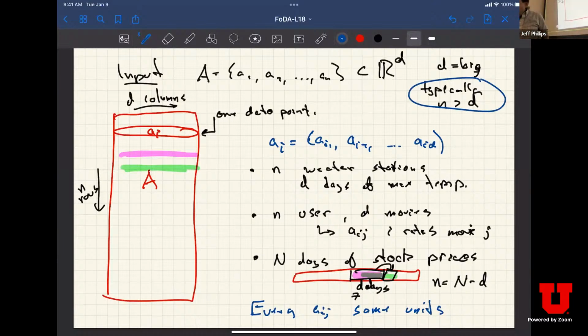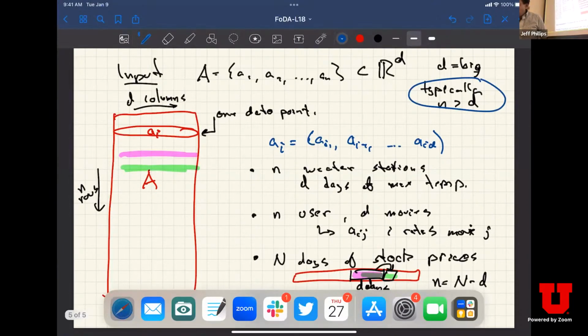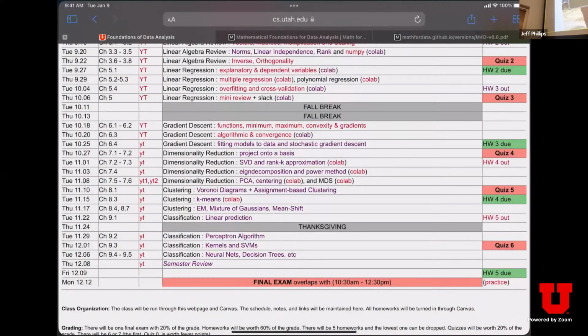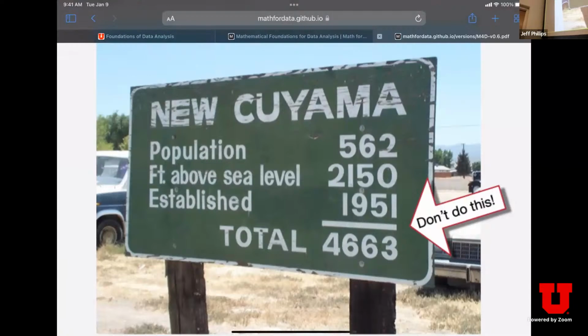Here I want to show a picture from inside my book, a different chapter. I really like this sign. This is a city in California with a sign that lists their population, feet above sea level, and the date established, and they've added all of these up. It's pretty funny to see. If you are doing dimensionality reduction with mixed units, this is what you're doing. You're going to do this at some internal step, and it really won't make any sense.